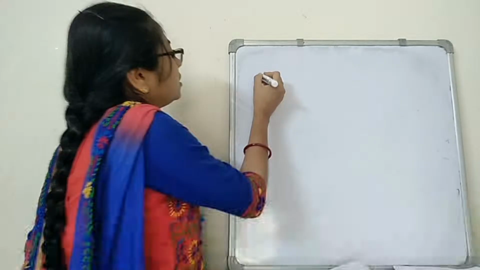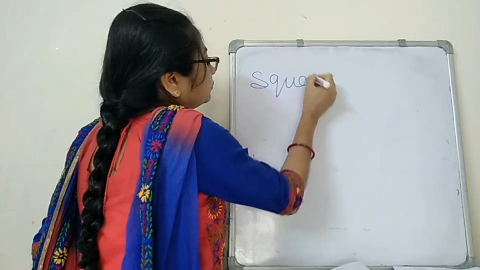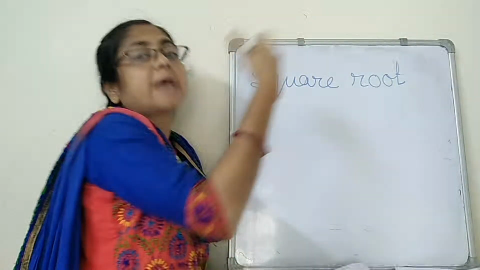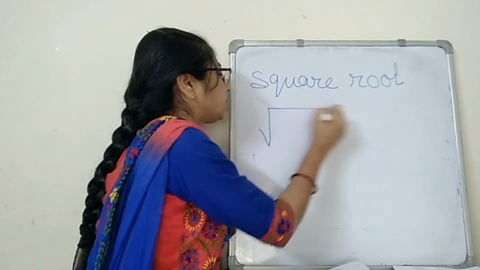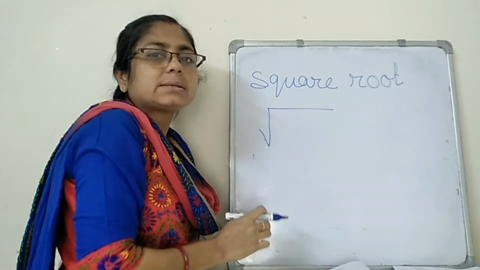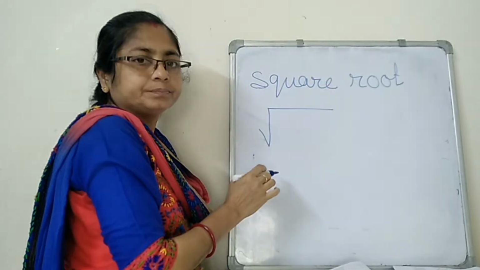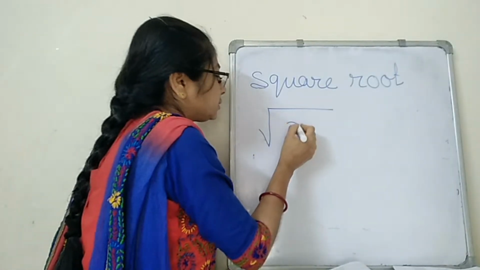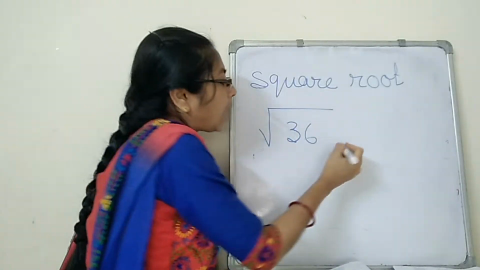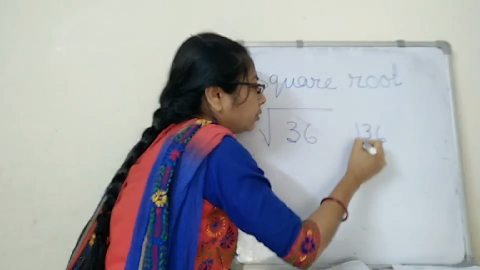Now, what is square root? First I tell what is the sign of the square root. It is the sign of the square root. Okay? When this sign is coming in the maths, you understand you should find the square root of that number. Now I write 36. Square root of 36. So how can you do? First you do the prime factorization method.